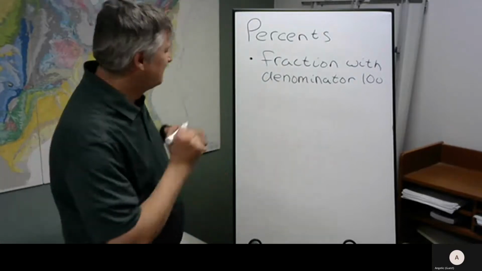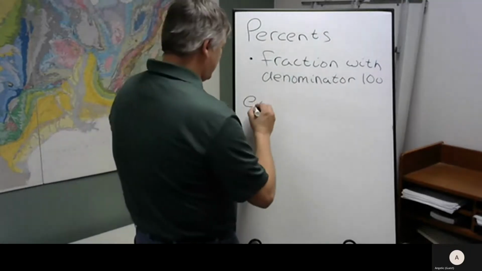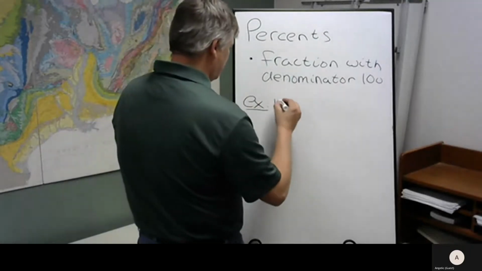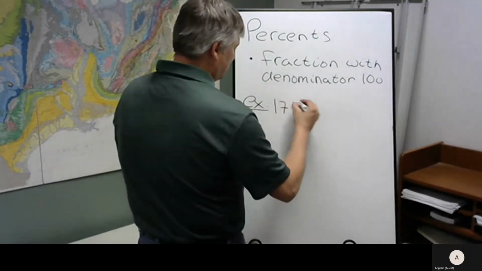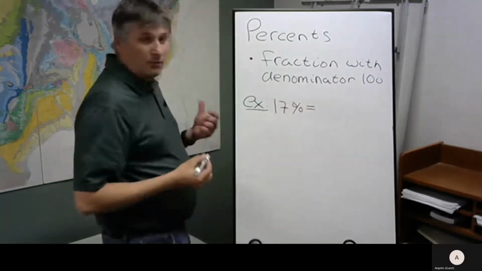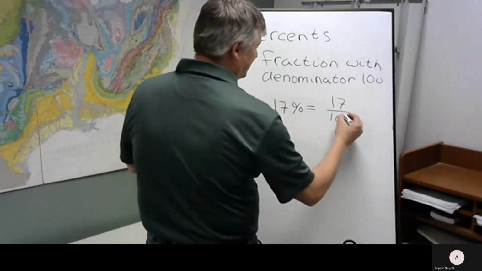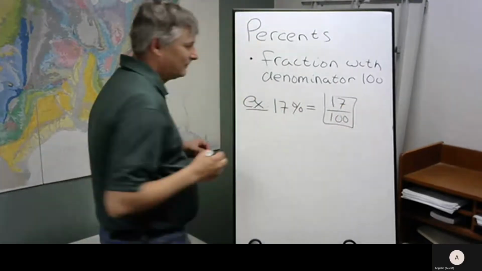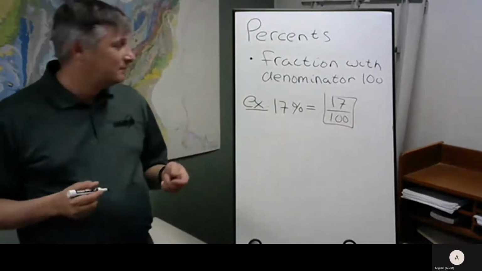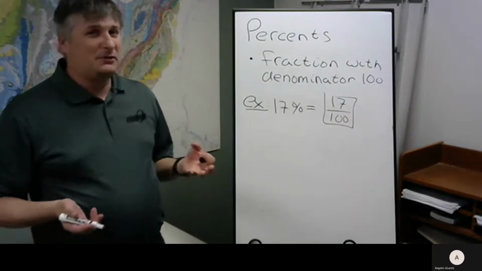So for example, if you have 17%, well, that just means 17 over 100. That's all that is. Now this can get a little interesting.